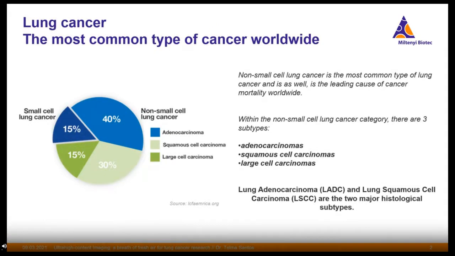Let me start with lung cancer. Lung cancer is the most common type of cancer worldwide and can be divided into small cell lung cancer and non-small cell lung cancer. This one is the most common type of lung cancer and is the leading cause of cancer mortality worldwide. It can be divided into three subtypes: adenocarcinomas, squamous cell carcinomas, and large cell carcinomas. Lung adenocarcinomas and lung squamous cell carcinomas are the two major histological subtypes, accounting for almost 70% of the total cases of lung cancer.